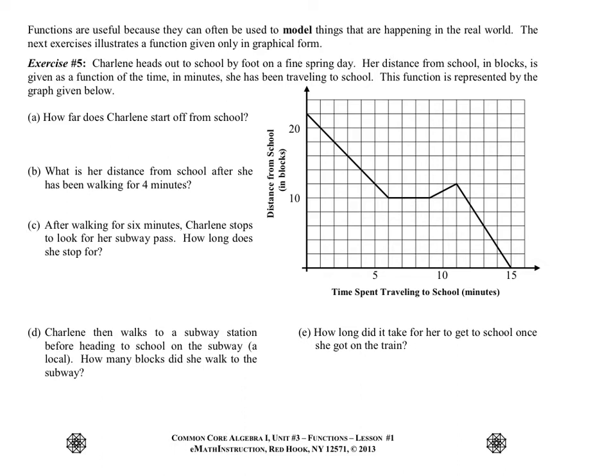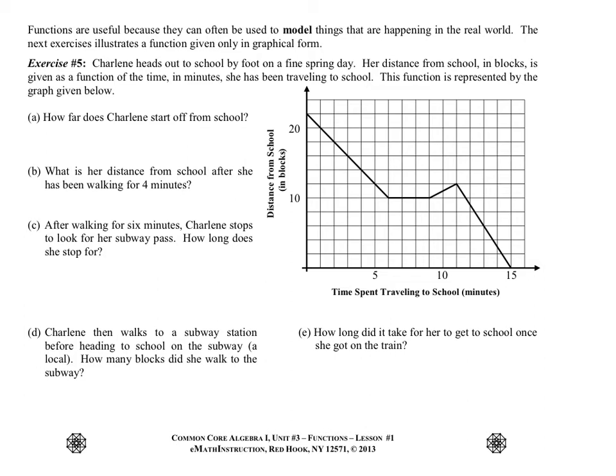So our exercise 5 here says, Charlene heads out to school by foot on a fine spring day. Her distance from school in blocks is given as a function of the time in minutes that she's been traveling. The function is represented by this graph. So we've seen functions as a verbal description, as a table, and we're seeing them now as a graph. And you should be able to, at this point, read a graph pretty well.